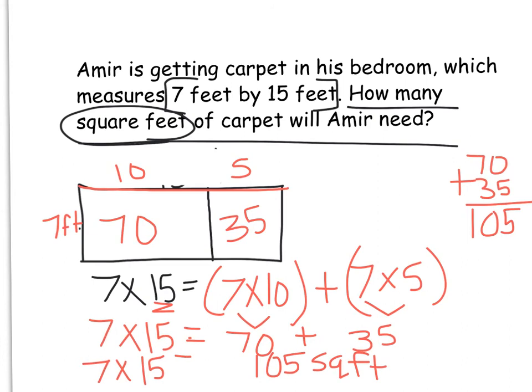And you found that out by using the distributive property and breaking apart 7 times 15 into two smaller multiplication problems. The bigger rectangle and the smaller rectangle.